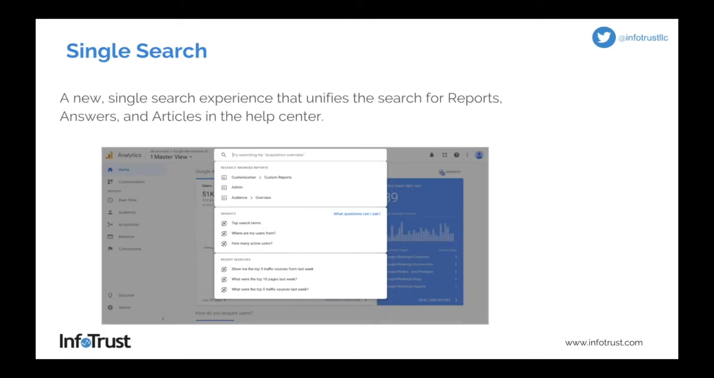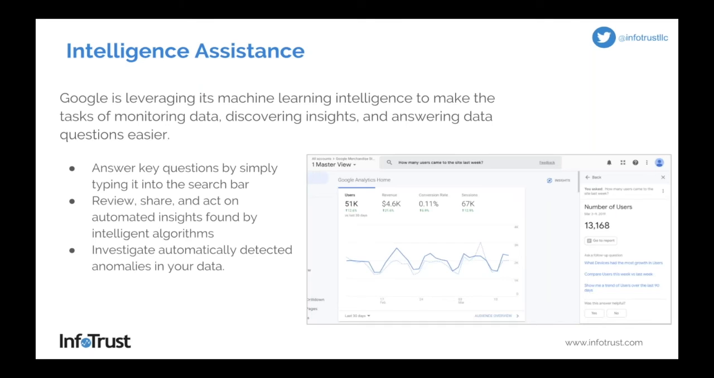So universal search, this single search bar, can do a lot of things. You can search for specific reports, see your recently browsed reports, and also ask Google Analytics questions straight through there. You can see within the screenshot, I asked it a question: how many users came to the site last week? It'll be able to answer these questions for you. This is what Google calls intelligence assistance. Again, Google's leveraging its machine learning to make the tasks of monitoring data, discovering insights, and answering data questions easier. So a few things you can do.